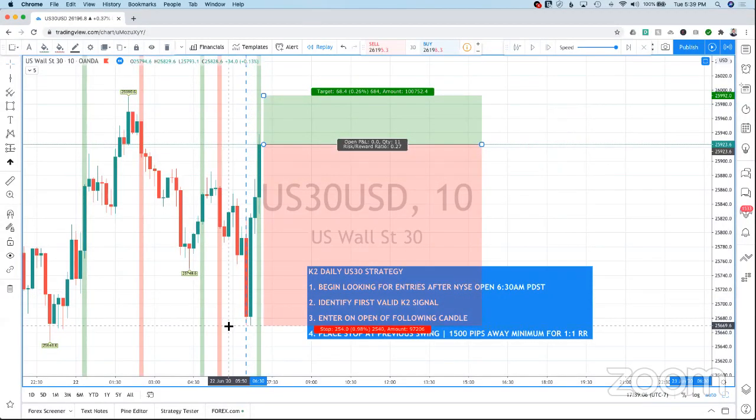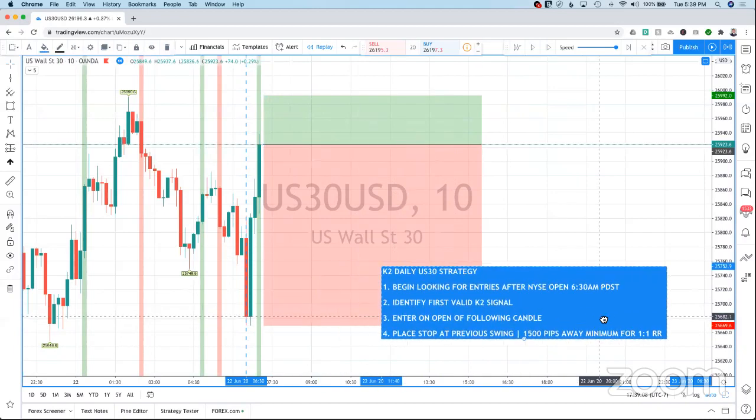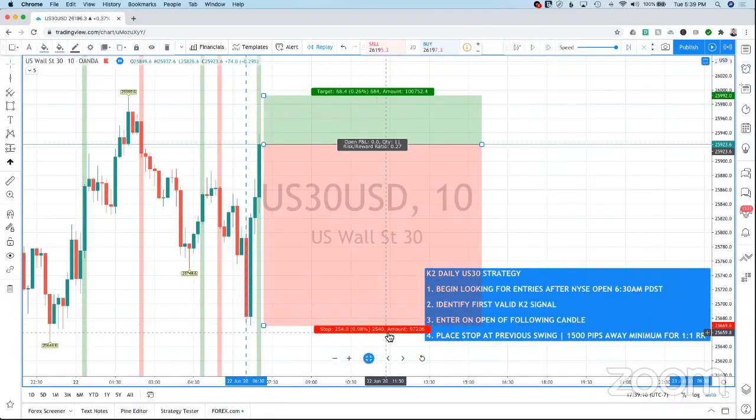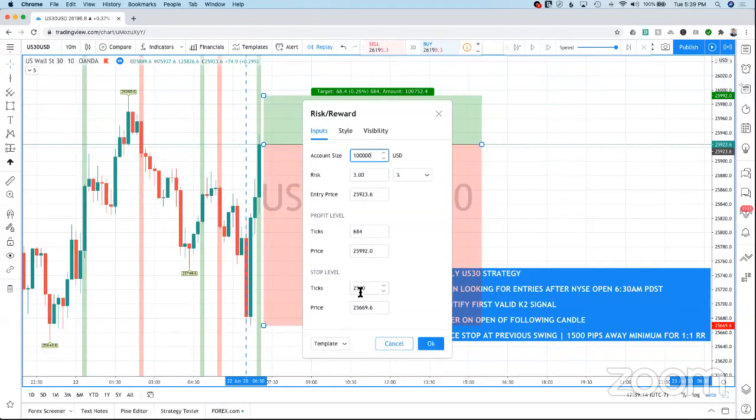And generally, I like to round it. I like to use whole numbers. So instead of placing it at 2,540, I'm just going to round it to 2,600. I think that's what the signal was for yesterday. So let me just pull it up real quick so I can confirm.